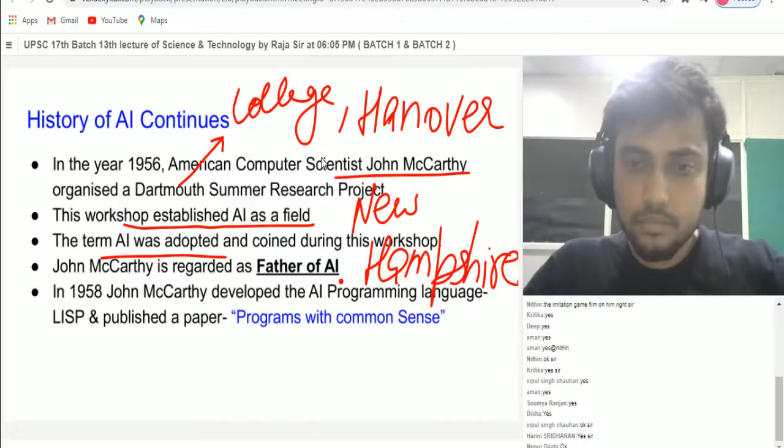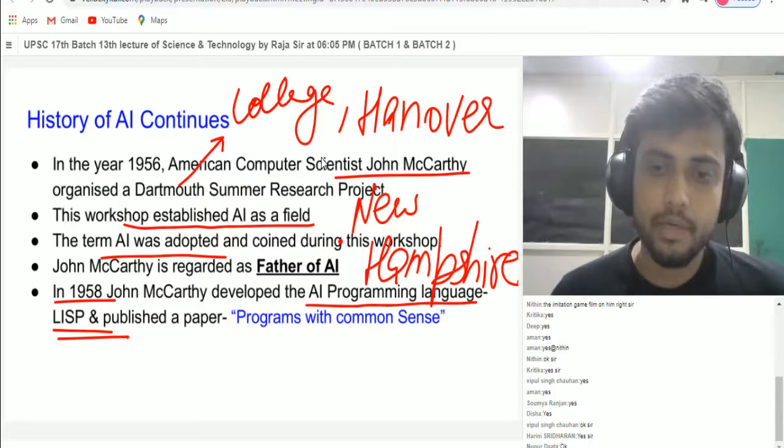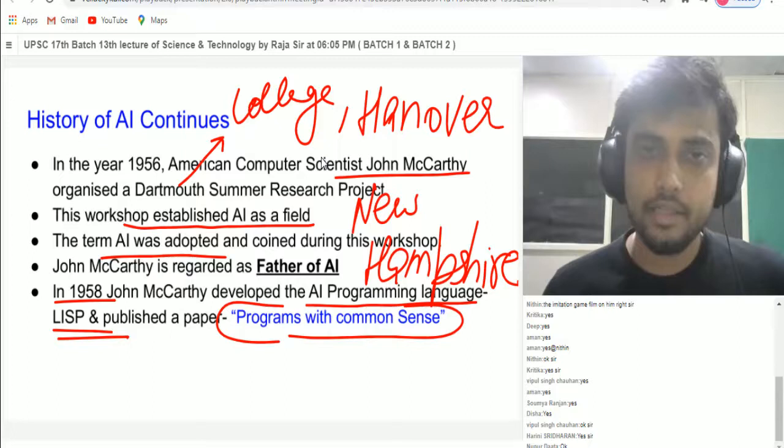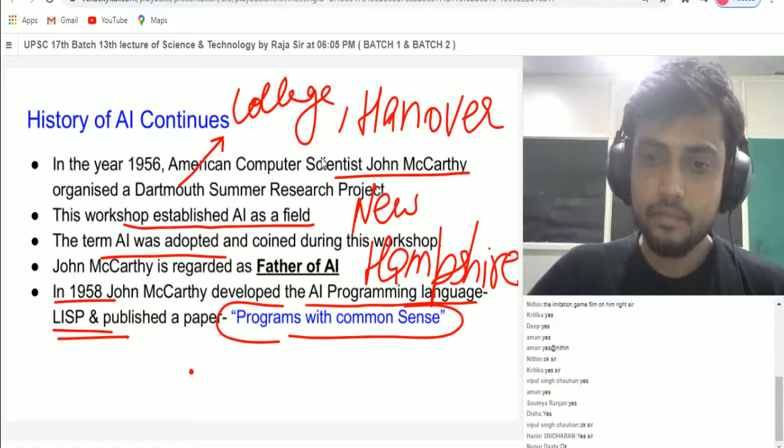In 1958, John McCarthy developed the AI programming language Lisp and he published a paper, Programs with Common Sense. So he was very interested in the field of artificial intelligence and later he was appointed a professor at Stanford, and for the rest of his life he worked on artificial intelligence.